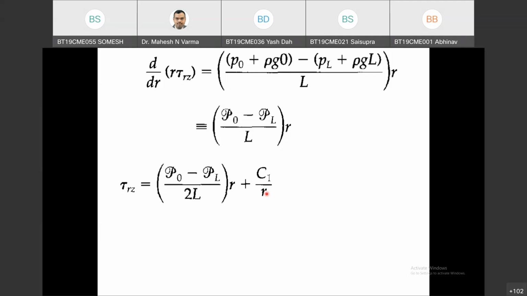That is one way. Another way is saying that I don't have a flux boundary condition, because at r equals 0, I cannot use this boundary condition: at r equals 0, tau rz equals finite. Whether I can use this boundary condition? 61, Rutvik? Yes, sir. Whether I can use this boundary condition, at r equals 0, tau rz is finite? No, sir. Why?